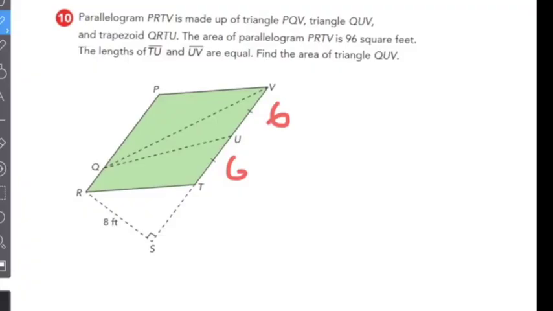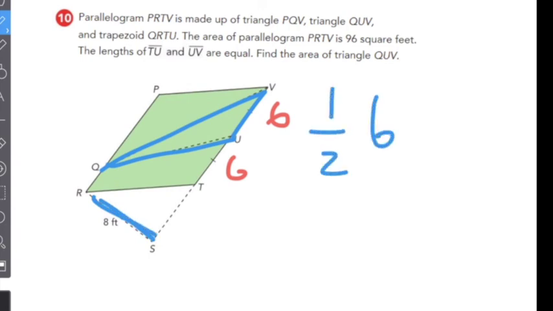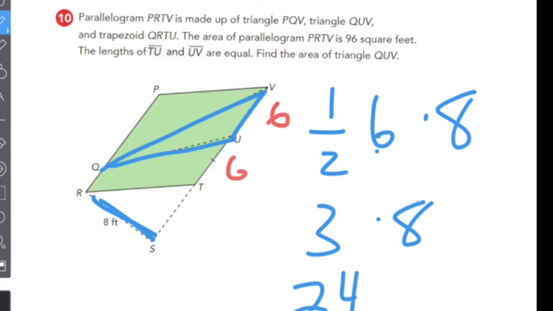Now it says I need to find the area of the triangle QUV. So that's Q, U, and V. Well, I have the base, which is 6, and the height is 8. So it's 1/2 base, which is 6, times the height, which is 8. So 1/2 of 6 is 3, times 8 is 24. So the area is 24 feet squared.